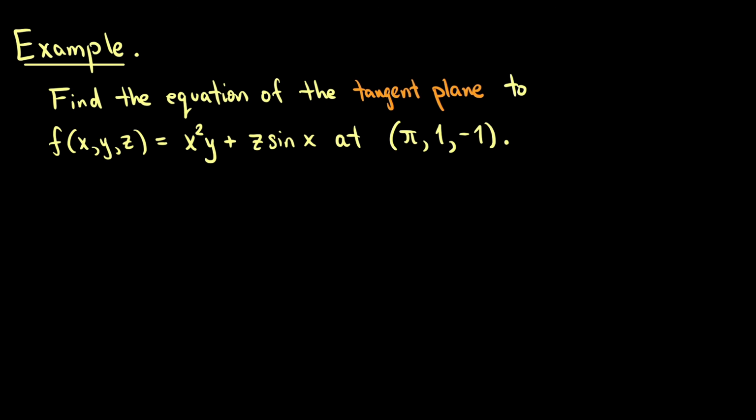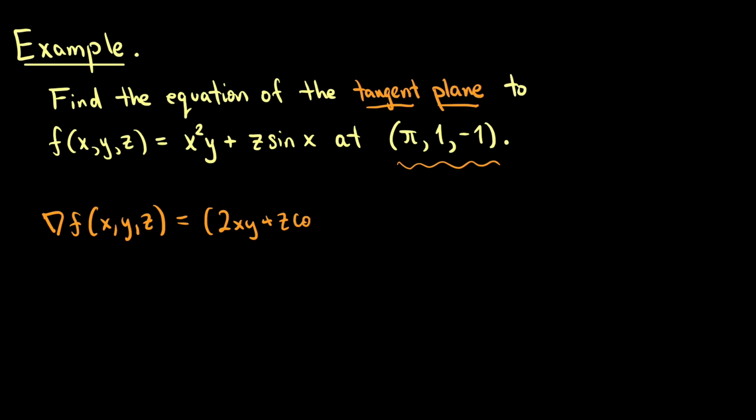Okay, let's do another example. Let's find the equation of the tangent plane to this function, the same function I had before, at this particular point. So what I should do is compute the gradient of f at that point. And let's remember from the last slide what the gradient of f was. It was 2xy plus z cosine x, x squared, sine x.